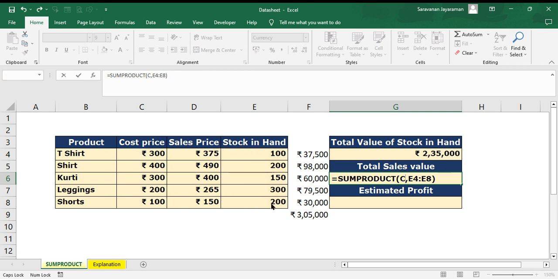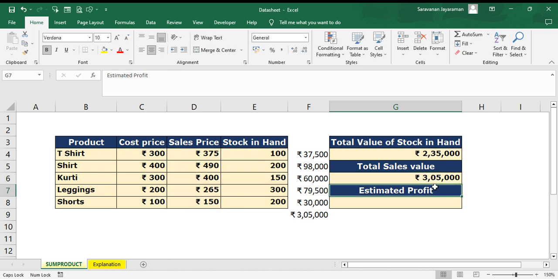The first array is, we'll do it again. I've taken the cost by mistake. I'll take the sales. Equals SUMPRODUCT, sales price, comma, the second array is our stock in hand. So it comes up to 3,05,000.